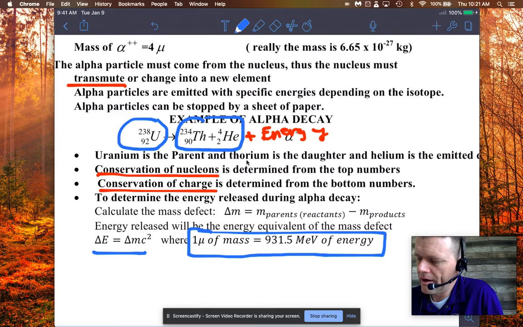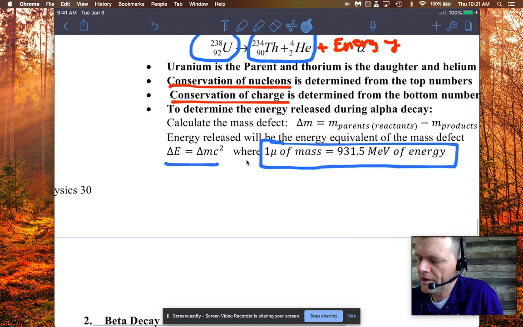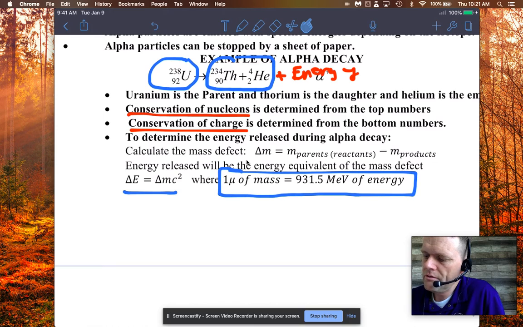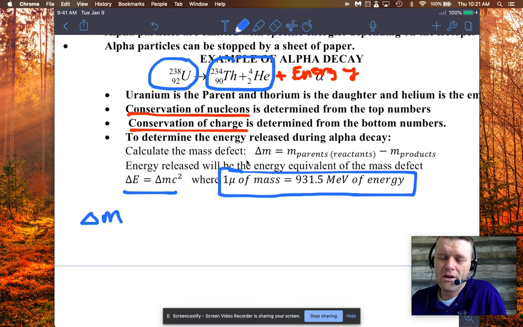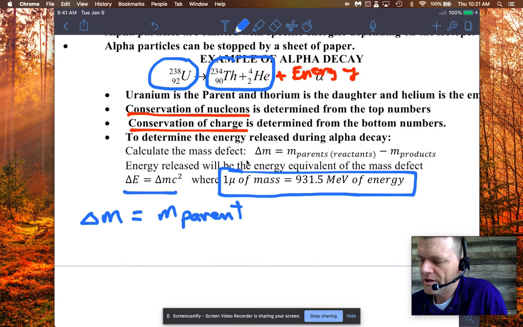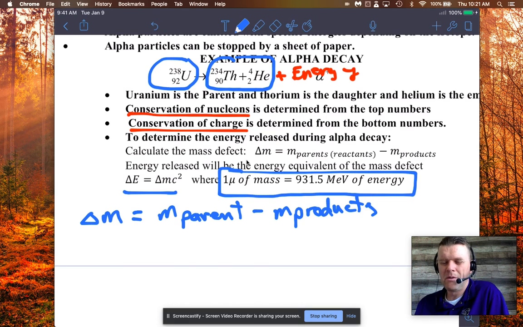Here's how that would play out. I know there's not a lot of space here, but I'm just going to squeeze it in right here. If I want to find how much energy is released, I'm going to find the mass defect first. So I'm going to take the mass of the parents minus the mass of the products, or really the reactants minus the products. This is a little bit backwards. It's not final minus initial, it's initial minus final, because when you have radioactive decay, the energy that's released is equal to the mass defect in this case.